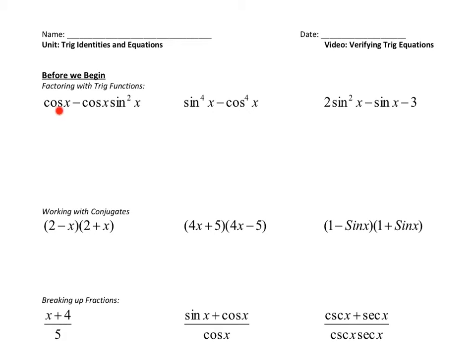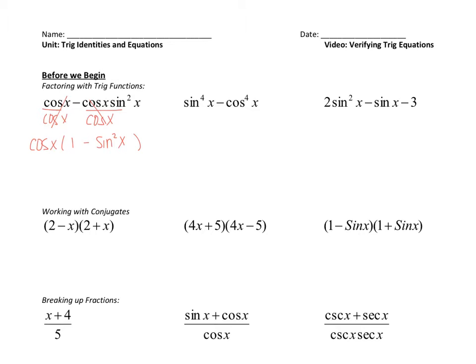Do you see how there's a cosine here and a cosine here? We actually can divide both pieces by a cos x. So this cos x is my GCF. Remember, with a GCF, we throw it on the outside, followed by an open parenthesis. So cos divided by cos is 1, but I'm left with sine squared x.